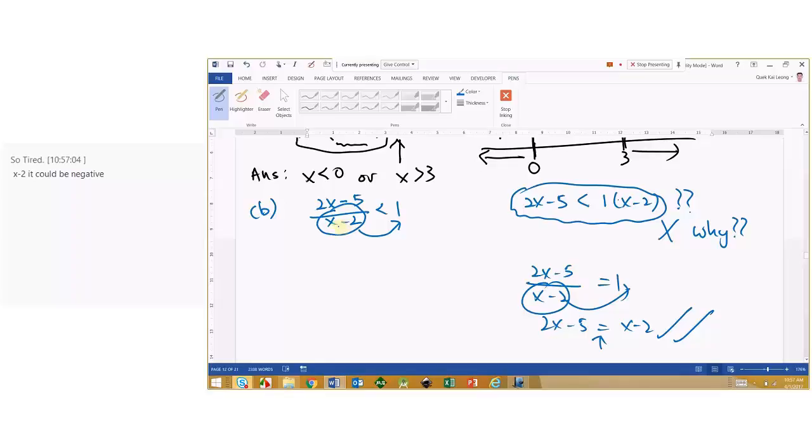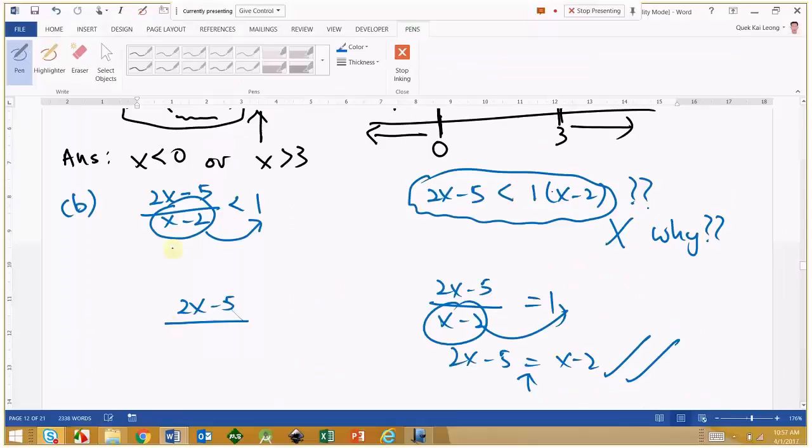Now, here, x minus 2, we don't know the value of x. Okay, let's say x is 4. 4 minus 2 is 2. If this is a positive 2, you bring over, no problem. But let's say x is 0. 0 minus 2 will give you negative 2. Now when this is a negative, we bring over, and this sign will change, correct?